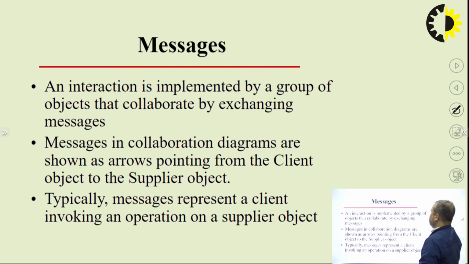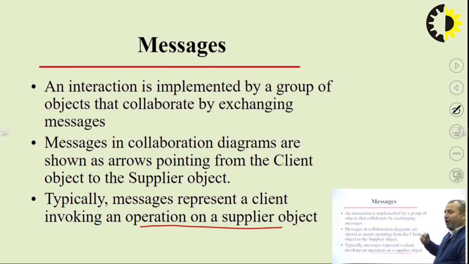Now, what is a message? An interaction is implemented by a group of objects that collaborate by exchanging messages. Messages in a collaboration diagram are shown as arrows pointing from the client object to the supplier object. Typically, messages represent a client invoking an operation on a supplier object. Operations basically are what? Functions. Like in C, we implement functions.